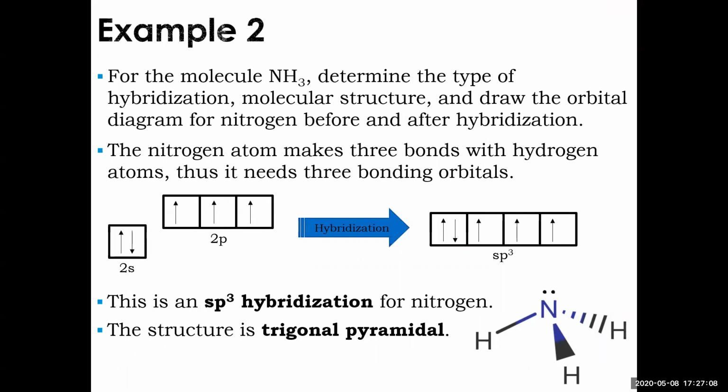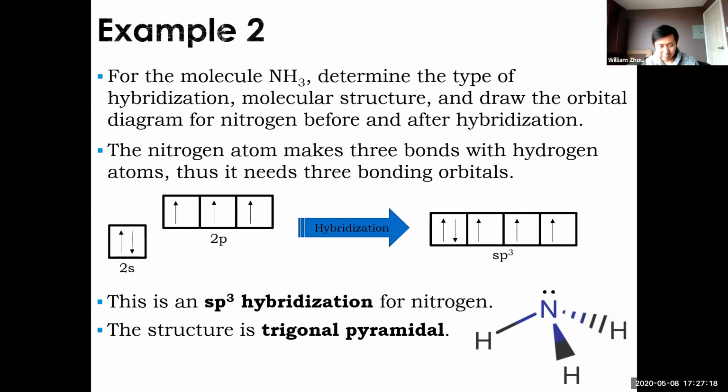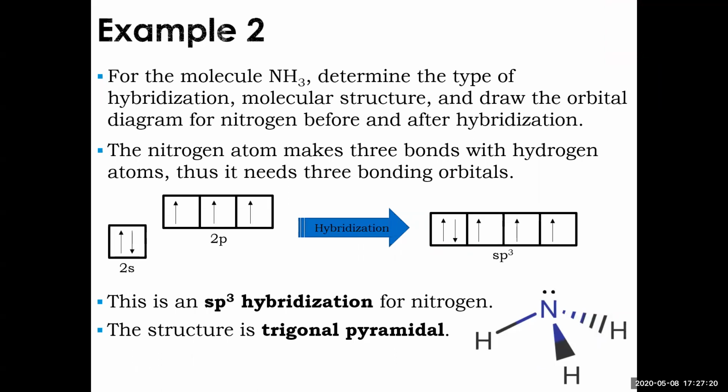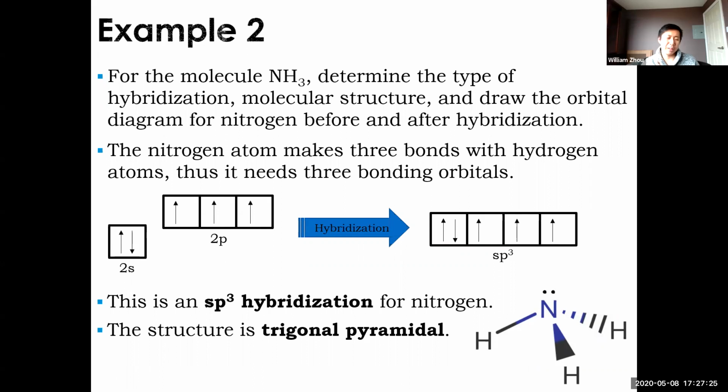How is sp3 different from, like, CH4? Okay, so they're both sp3, right? With CH4, you have 4 sp3 orbitals, each with 1 electron inside. But with the sp3 on the nitrogen, you still have 4 sp3 orbitals. That doesn't change, but only 3 of them have 1 electron. 1 of them already has 2 electrons.